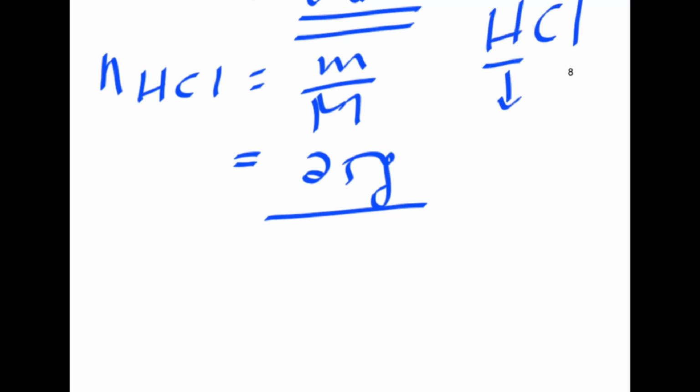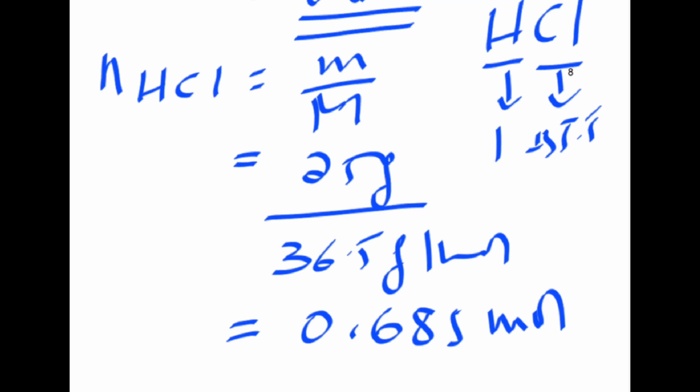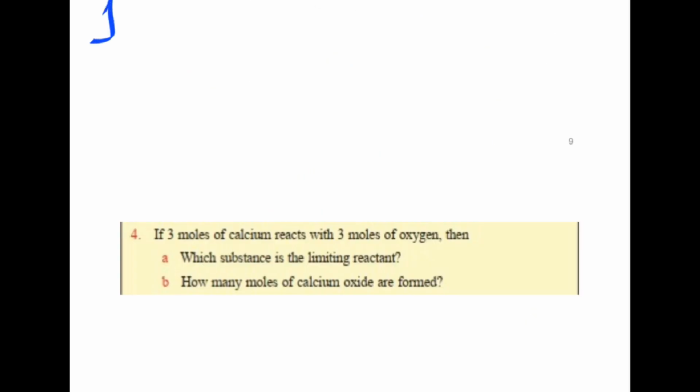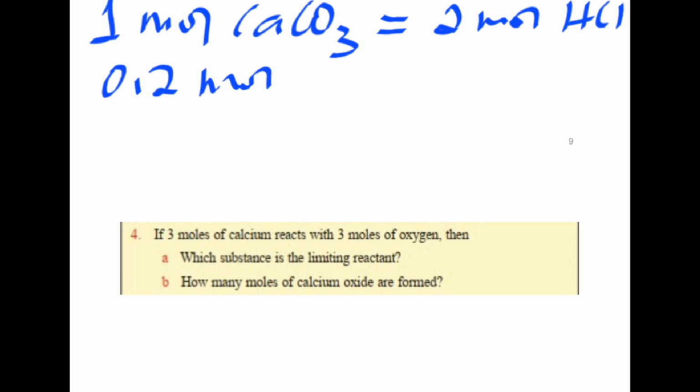የሃይድሮክሎሪክ አሲድ ይሄ አንድ ነው የክሎሪን 35.5 ነው ሲደመር 36.5 gram per mole. 0.685 mole. From the balanced chemical equation, 1 mole of calcium carbonate requires 2 moles of HCl. So 0.2 moles of calcium carbonate ካለን ምን ያህል ሞል of HCl ይኖረናል?